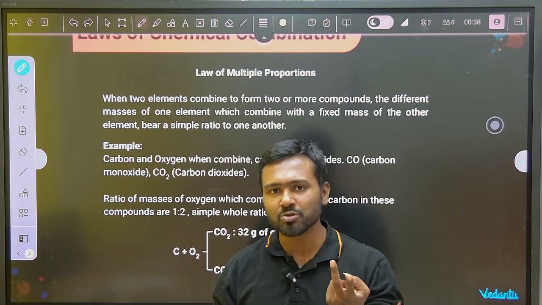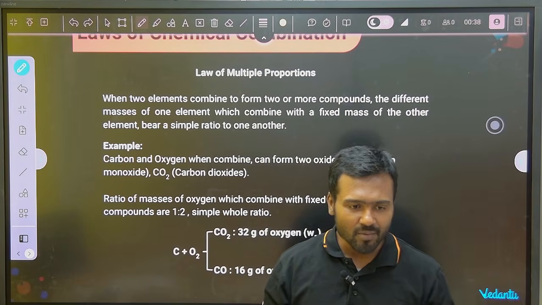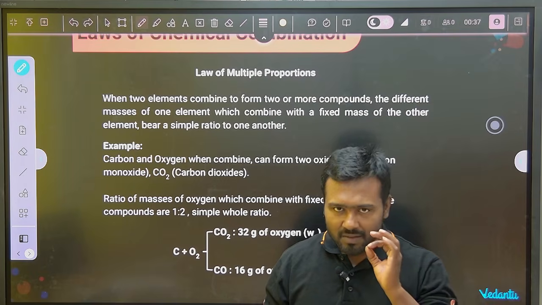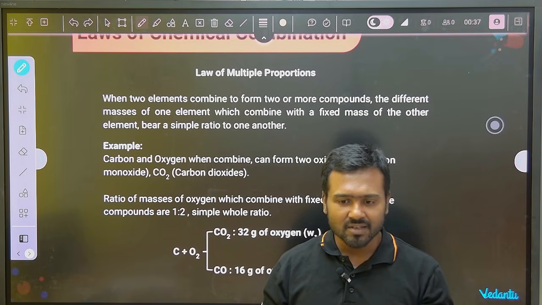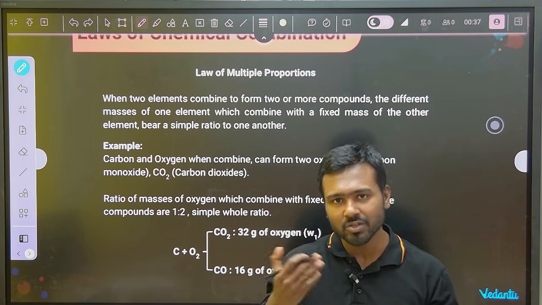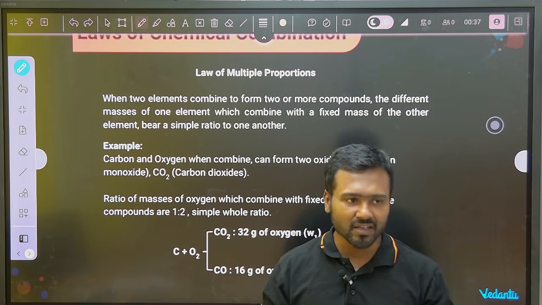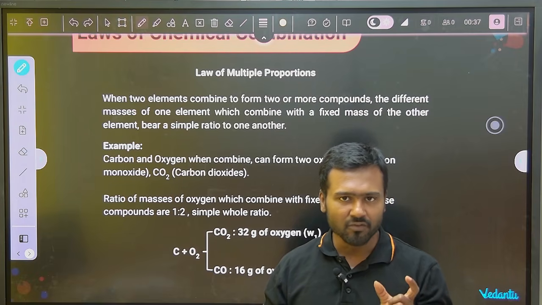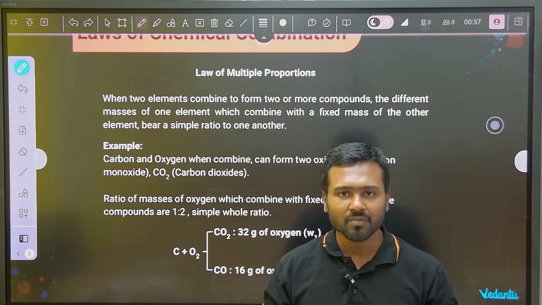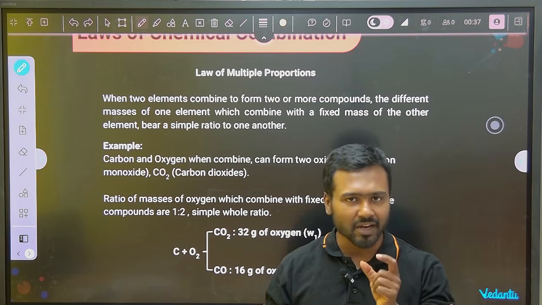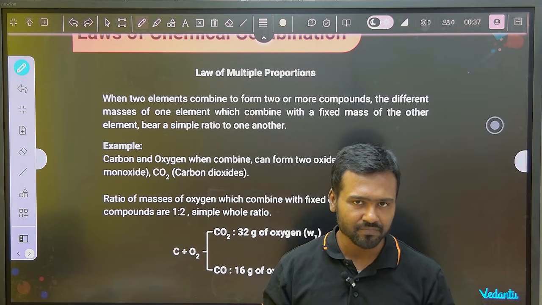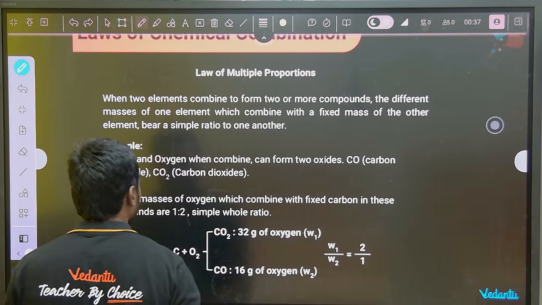Let's take nitrogen and oxygen. They are forming compounds. Consider they are forming more than two. For example, we are taking NO, N2O, N2O3, N2O4 and N2O5. So let's take some examples here.